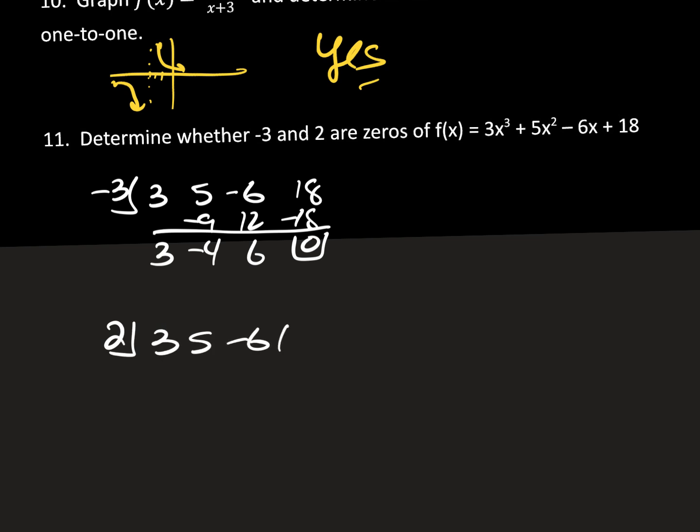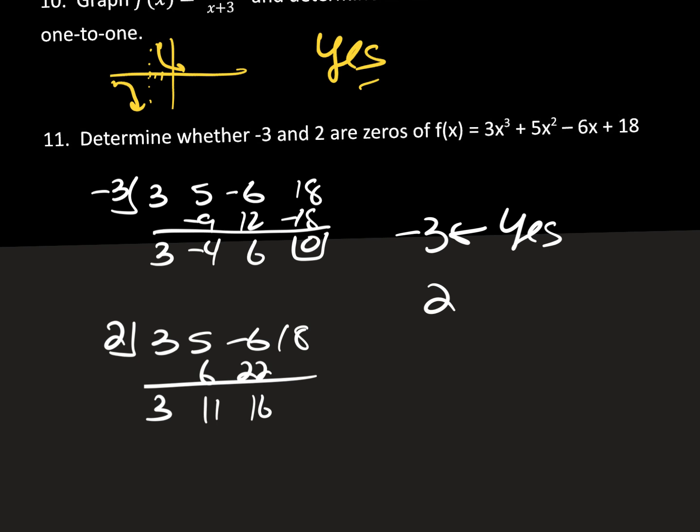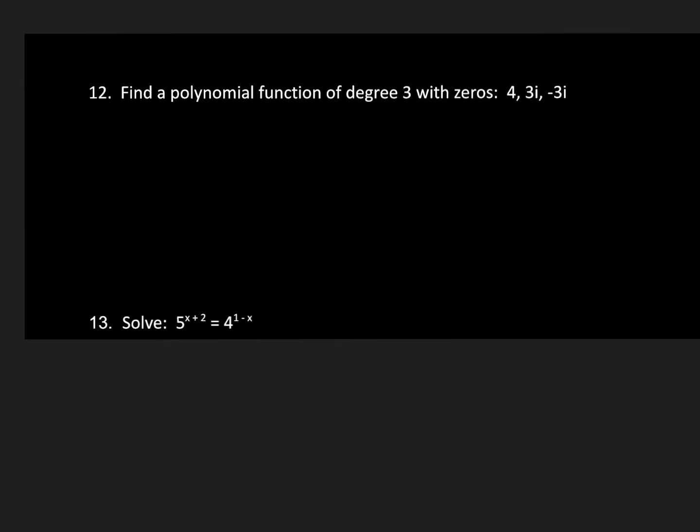They both could be zeros, or one may not be. I don't know. Bring the 3 down. 2 times 3 is 6. That's 11. That's going to be 22. That's going to be a no. I can already tell. So here's the deal. -3, I'm going to say yes, it is a zero. The 2 is a flat out no. 2 more. Number 12, find a polynomial function of degree 3 with those zeros.